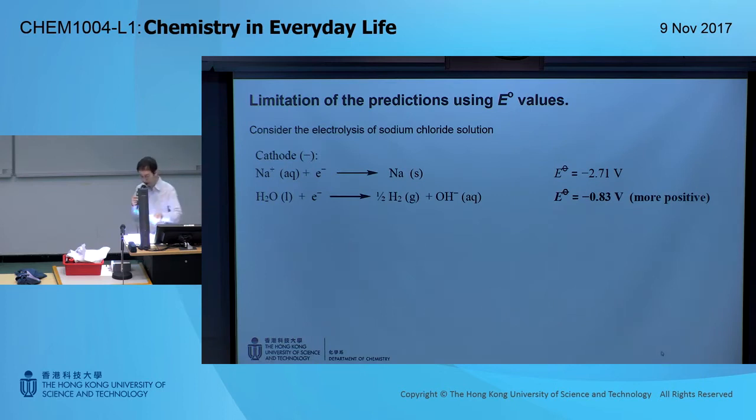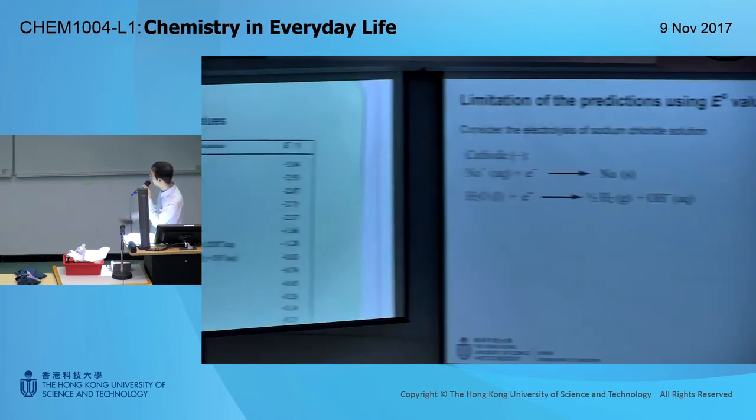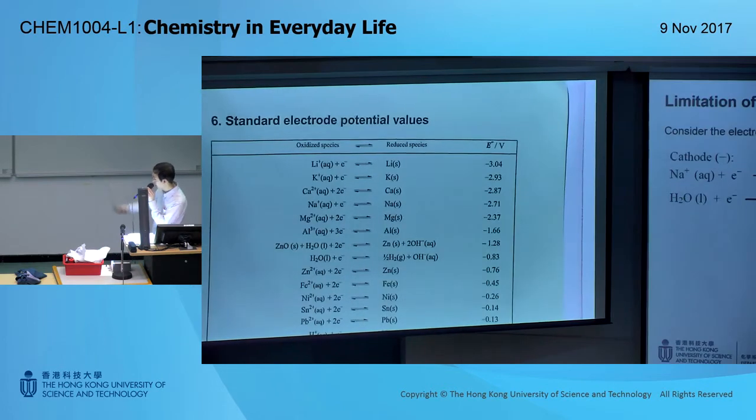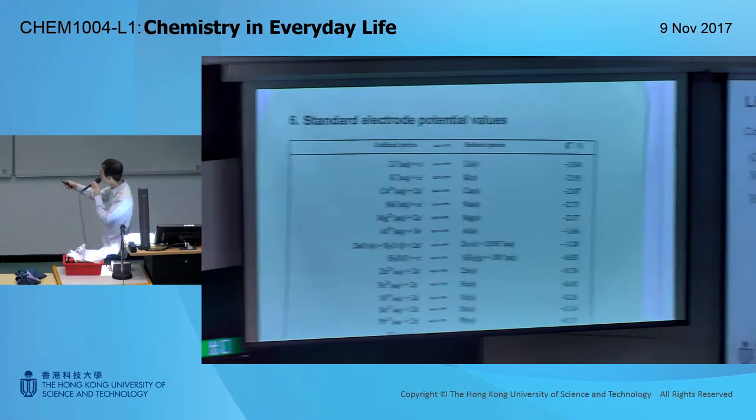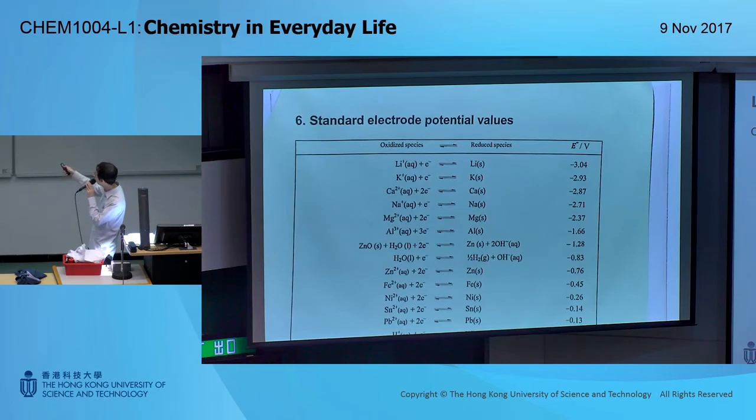So remember, we have this list here, and we can find that sodium at the top here has an E value of minus 2.71. We have water as the other possibility, reducing, giving us hydrogen gas and OH minus. That will have the minus 0.83, which is a more positive value. So we predict that we're going to get hydrogen gas and not sodium metal.